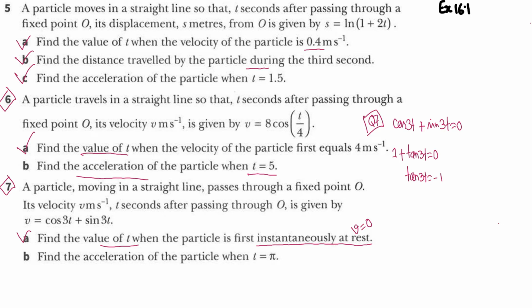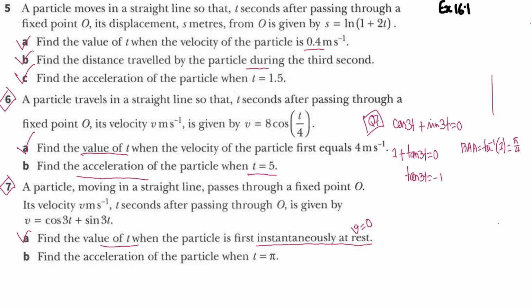So the value of t is what we needed to find from here. Velocity, the value of t they're asking us to find. So 3t is negative, and our basic acute angle, which is tan inverse of 1, we got from there as pi by 4.